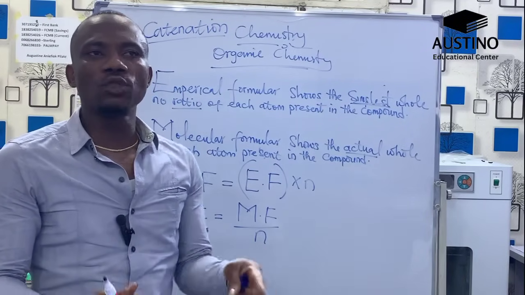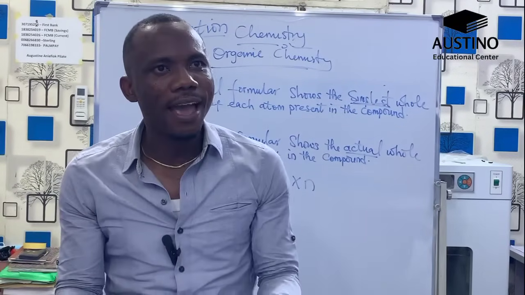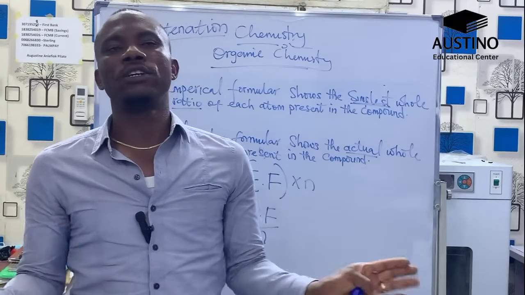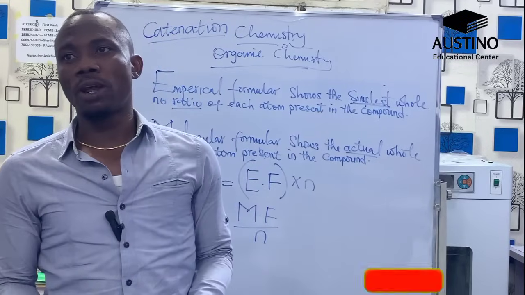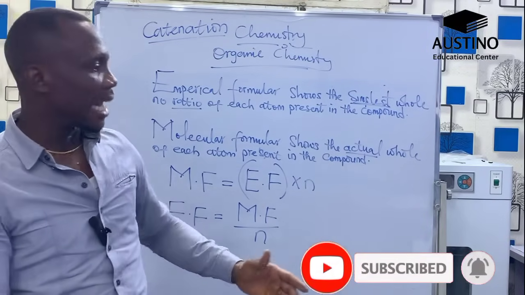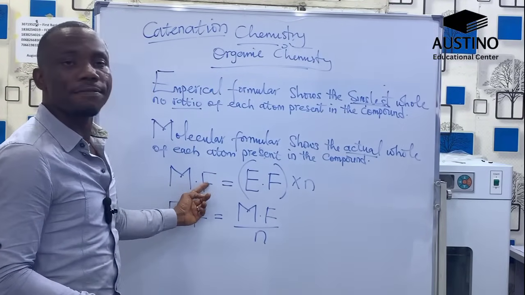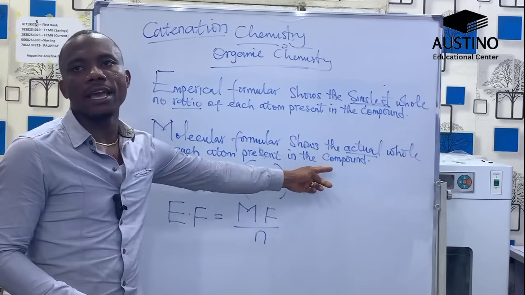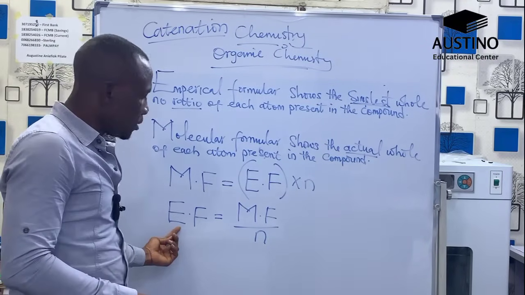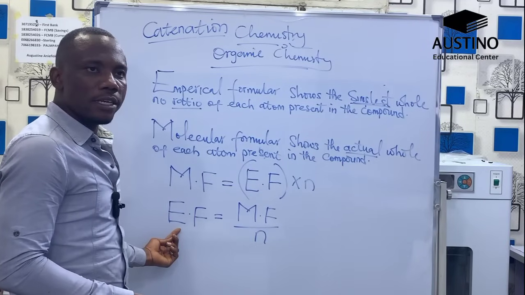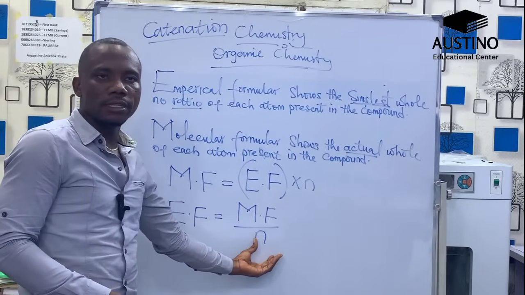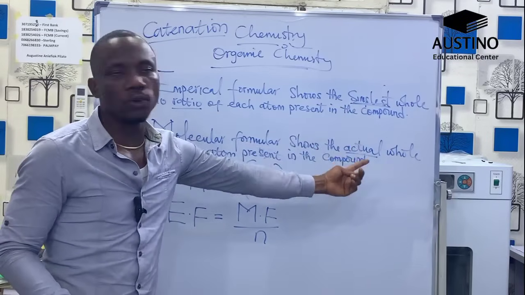And then molecular formula deals with the actual, in totality, everything put together. Molecular formula deals with the exact, the actual whole number ratio, what it should be. And then we also say that mathematically they can be related as this: M.F is equal to E.F times n, where n is a whole number. We have E.F equal to M.F divided by n, which is the whole number.